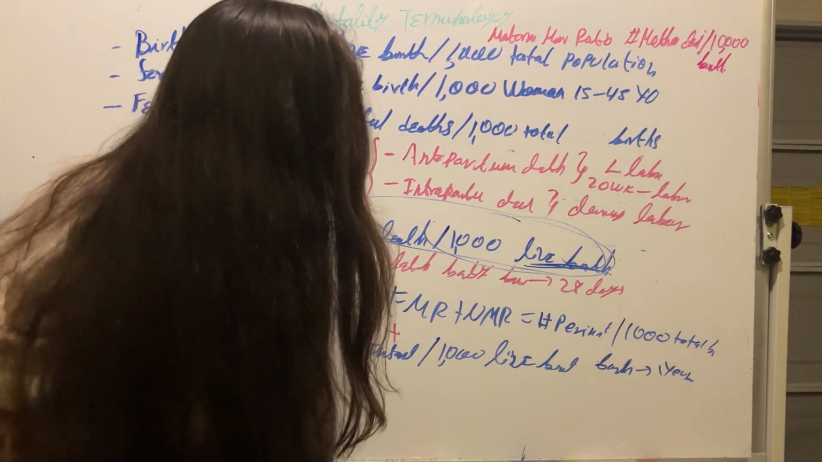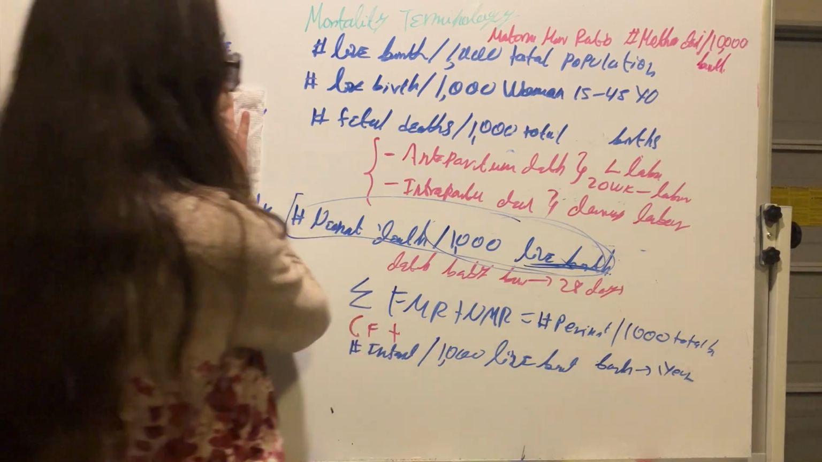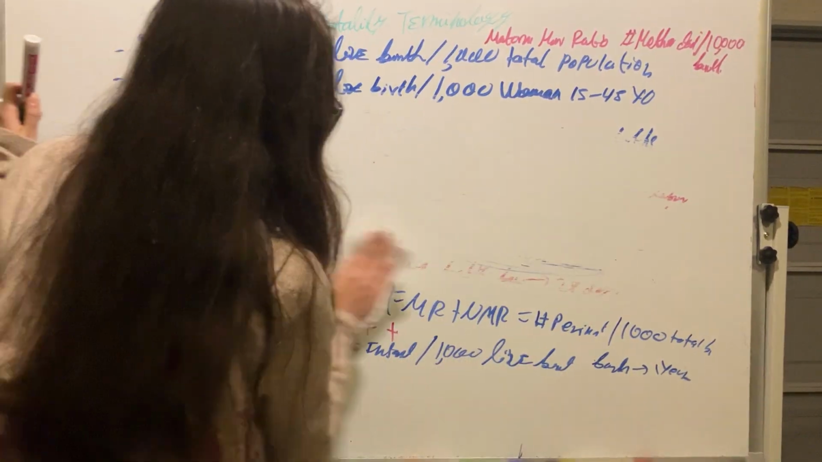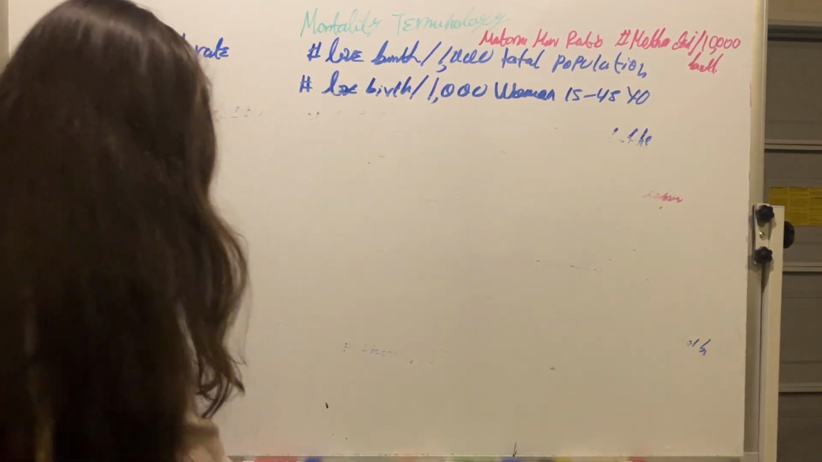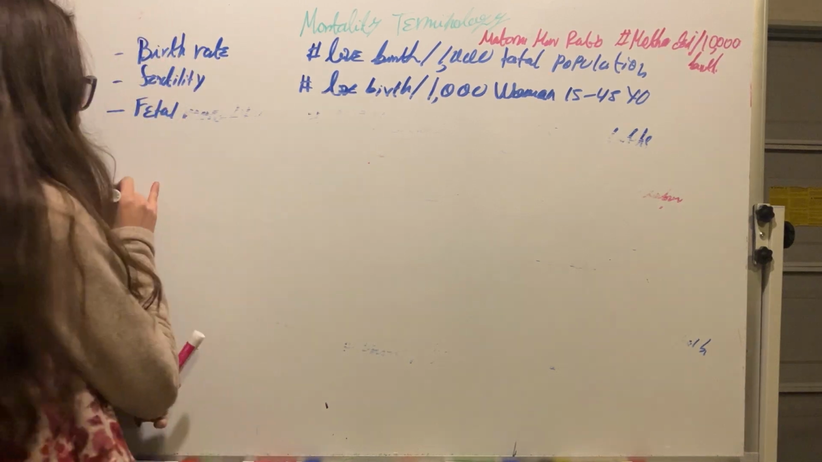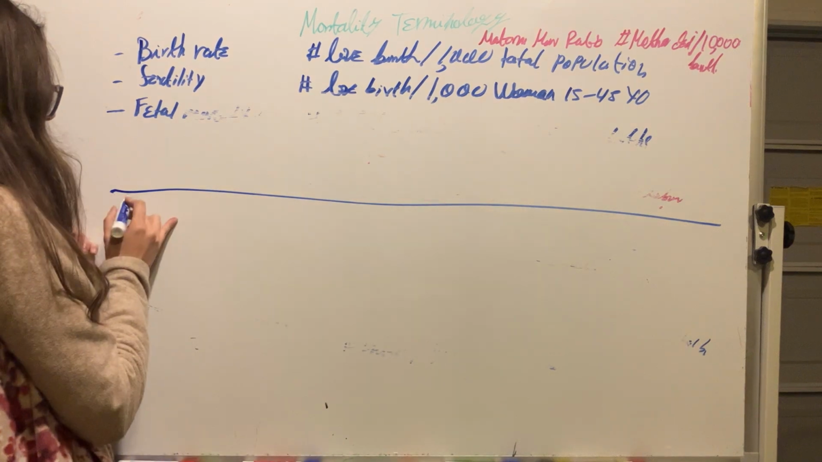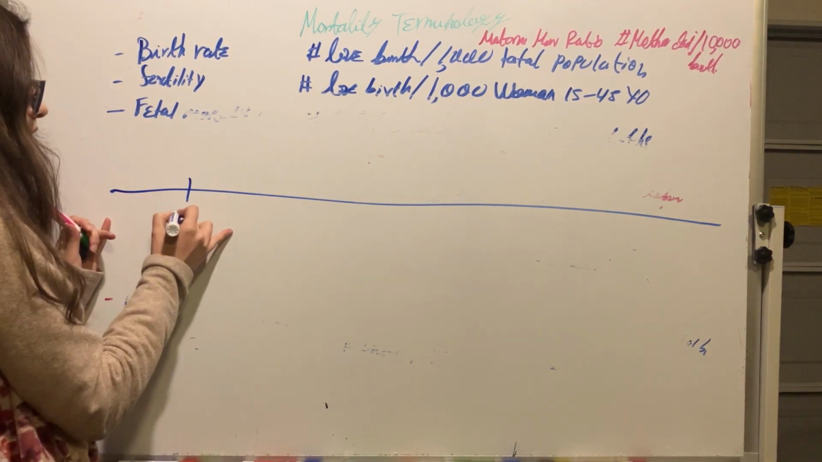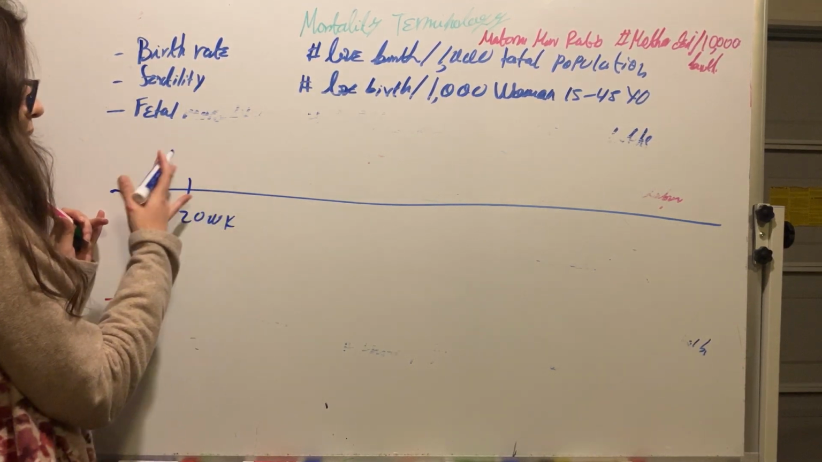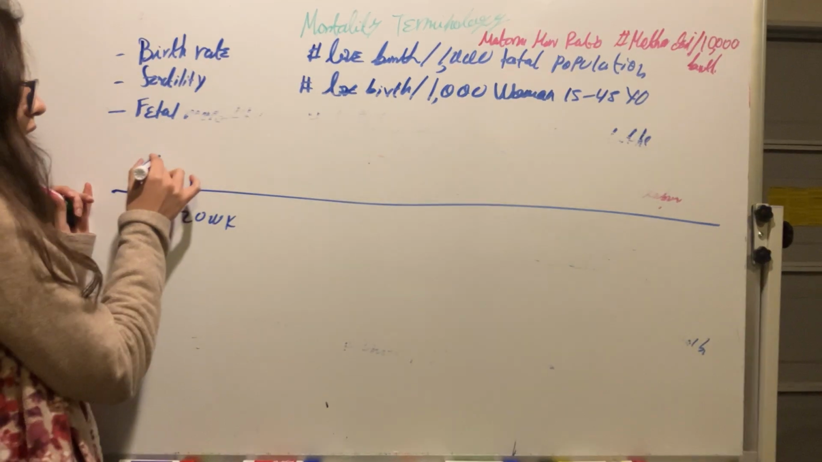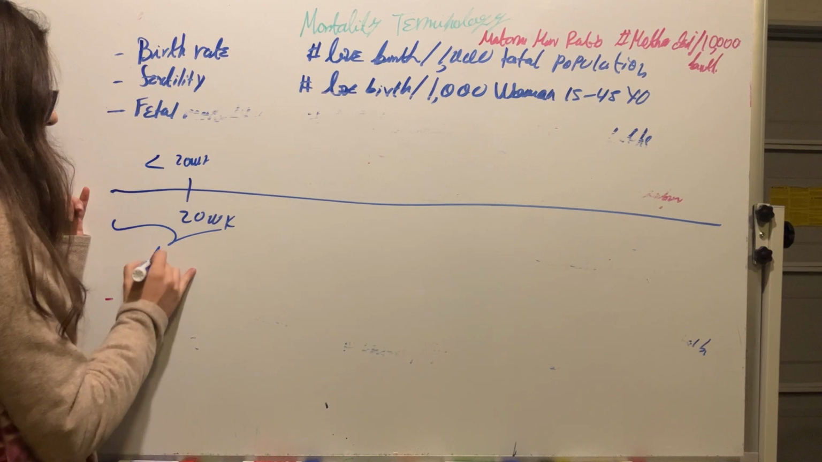And now to illustrate more the terms of fetal mortality, neonatal mortality, we are going to do a diagram. So this is the timeline of pregnancy duration. And here, 20 weeks gestation, death of the embryo or fetus before 20-week gestation, this is abortion.